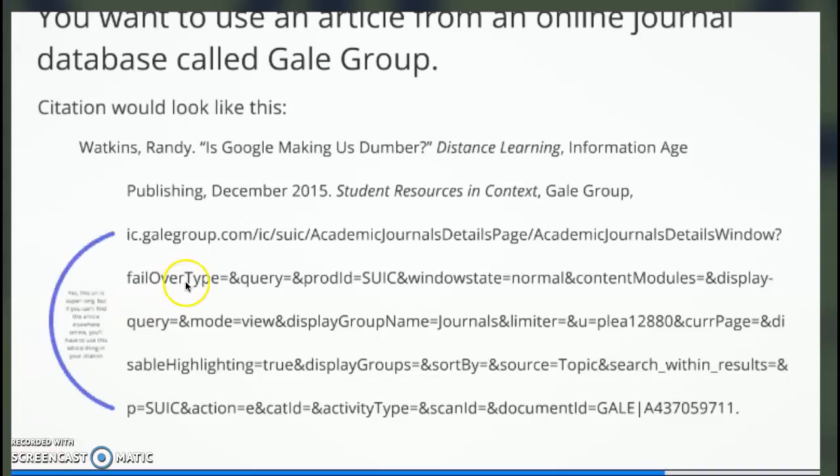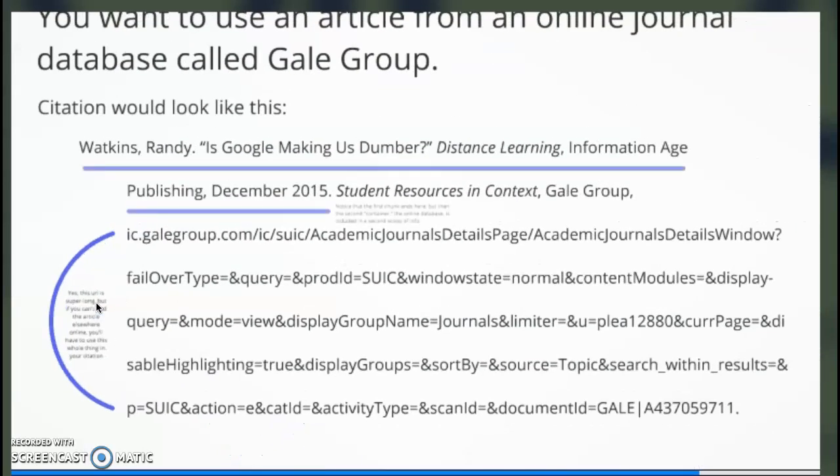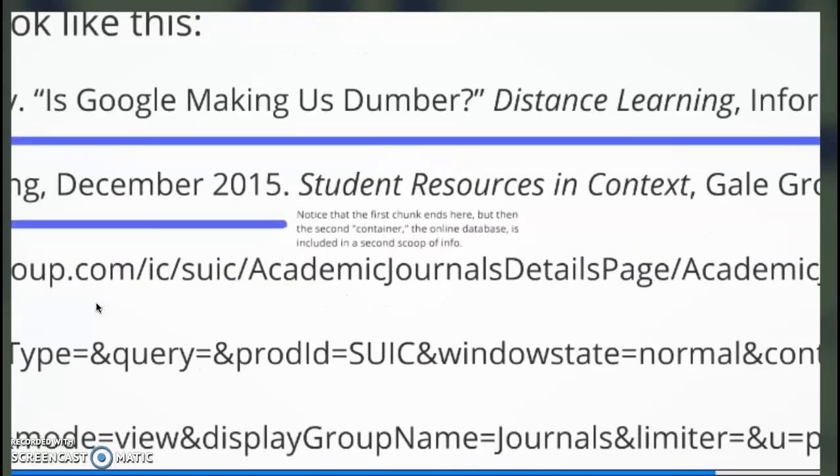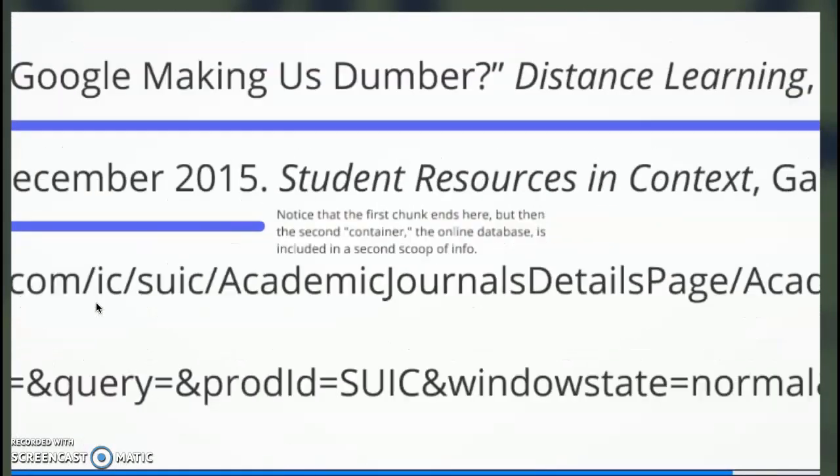I've given you this full URL. I know it looks clunky, but I want to be able to click on it at the end of reading your essays so I can follow your research. So yes, it's super long, but I need the full thing in your citation. Notice that the first chunk ends here, but then the second container, the online database, is included in a second scoop of information.